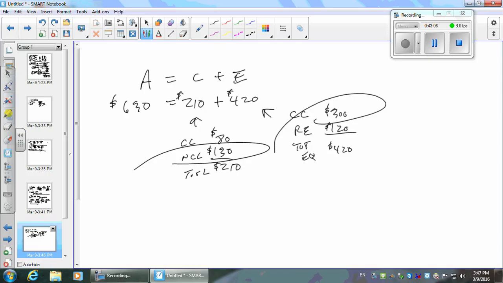And then total liabilities and equity is really nice after you have total assets because it's what? The same number. So it's 630. Okay, 630 and 630. Piece of cake, isn't it? Okay.